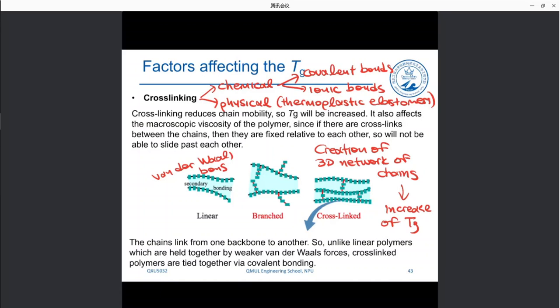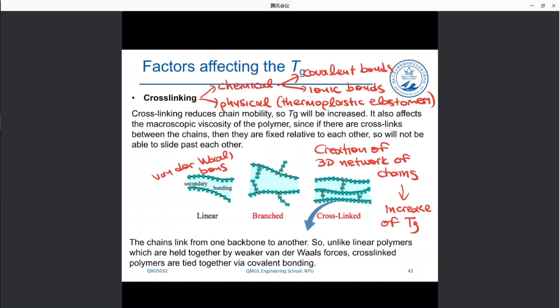For branched materials, we said that we can have different types of branches. We can either have very long branches, which generally reduce the glass transition temperature, but we can also have branches or side groups such as adamantane or some other cases where we attach long bulky side groups, and in this case we increase the glass transition temperature.